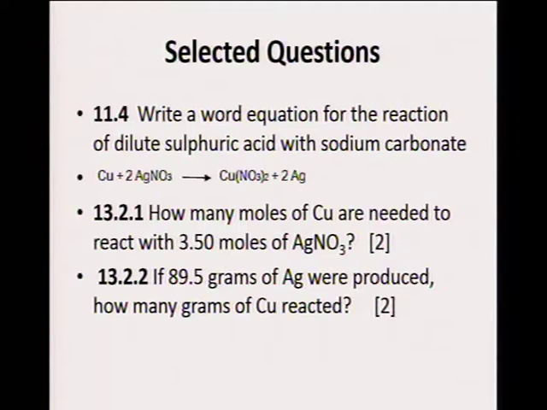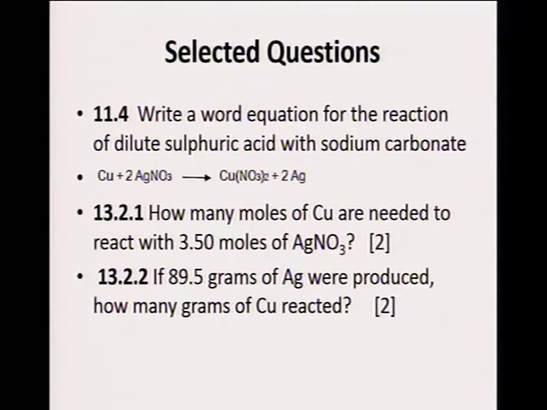Now, if we look at the equation, 1 mole of copper reacts with 2 moles of silver nitrate, giving 1 mole of copper nitrate and 2 moles of silver. So now when you start with your calculation, you look at the equation. The question is asking you how many moles of copper are needed to react with 3.5 moles of silver nitrate.